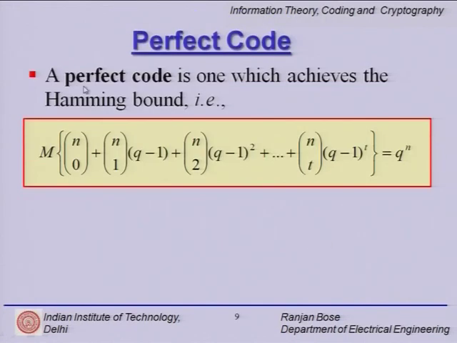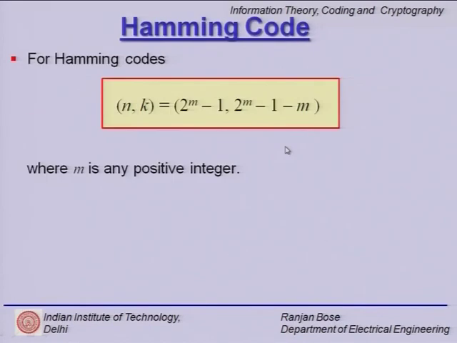What is a perfect code? Well, a perfect code is one that achieves the Hamming bound, and we have put that equality here, and this is the condition for a perfect code.